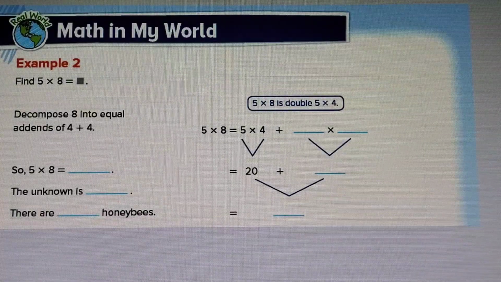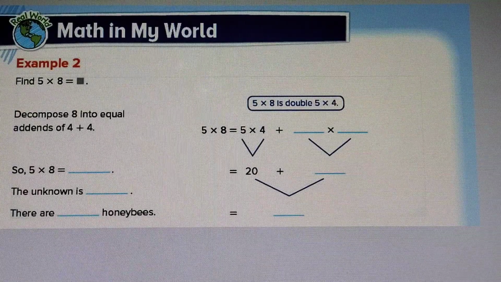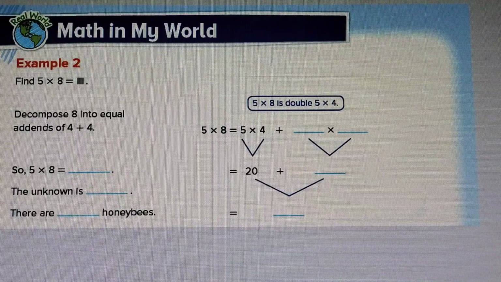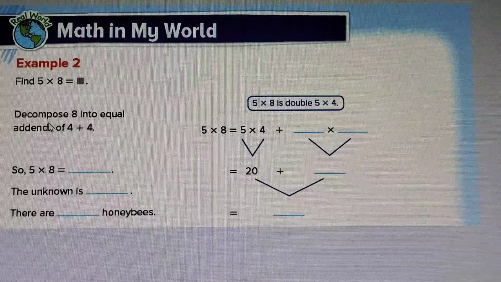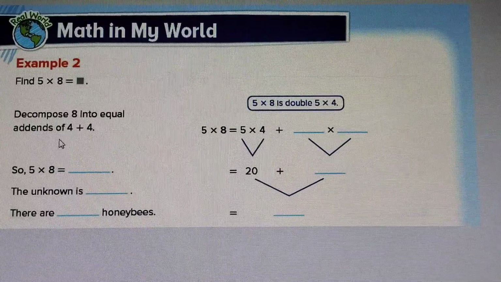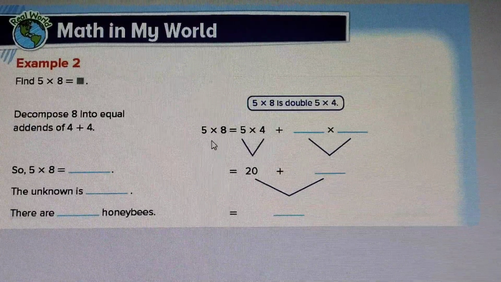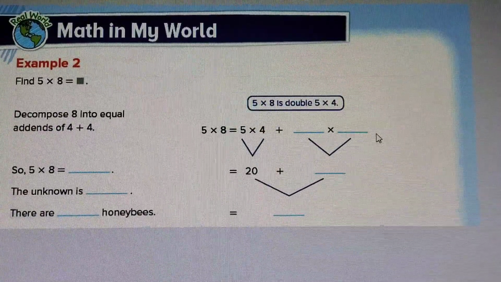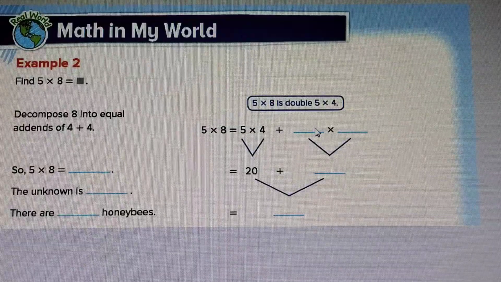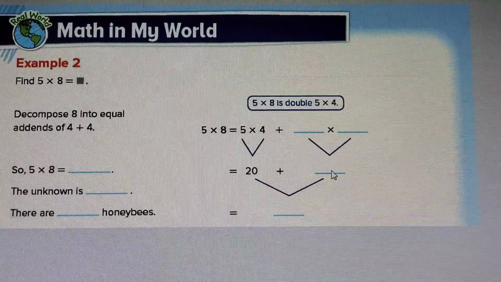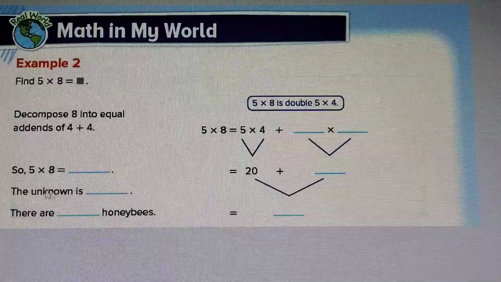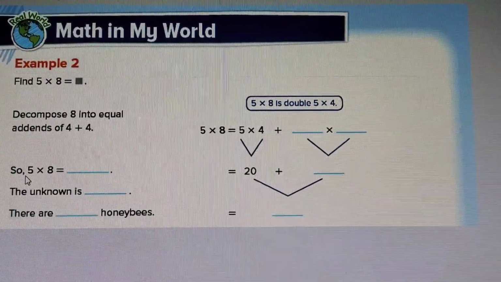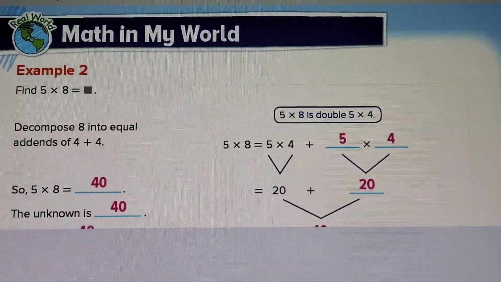So on the last slide you had the picture of the array made out of honeybees, and now you have the math. So find 5 times 8 equals unknown. Decompose 8 into equal addends of 4 plus 4. So here you have 5 times 8 equals 5 times 4 plus 5 times 4. 5 times 4 equals 20. 5 times 4 equals 20. 20 plus 20 would equal 40. So 5 times 8 equals 40. The unknown is 40. There are 40 honeybees.